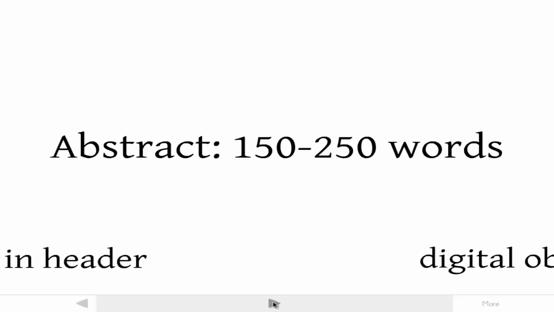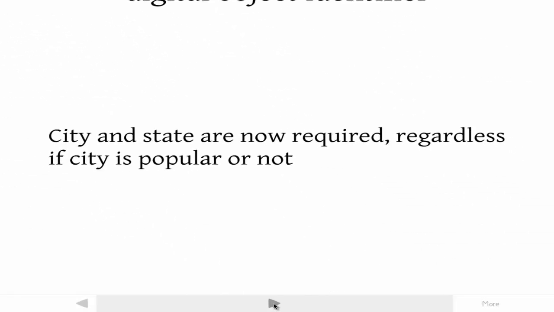Another change was an increase in the words required to write an abstract. Before it was 120 words. Now they've increased that to 150 to 250 words. The city and state are now required for book references, for example, regardless if the city is popular or not. So before, where you might put just New York and then the publisher, now you would put New York, comma, New York, or you can abbreviate the state, followed by the publisher. So now both the city and the state are required for all references, or all book references.